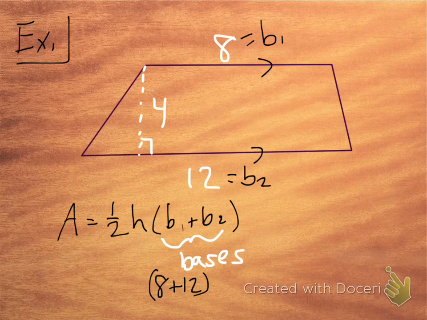Now again, if we called this top one b2 instead of b1, and we called this b1 instead of b2, it wouldn't matter, because then it would just say 12 plus 8, which is the same thing as 8 plus 12, thanks to the commutative property of addition. So it doesn't matter which one you call b1, b2.